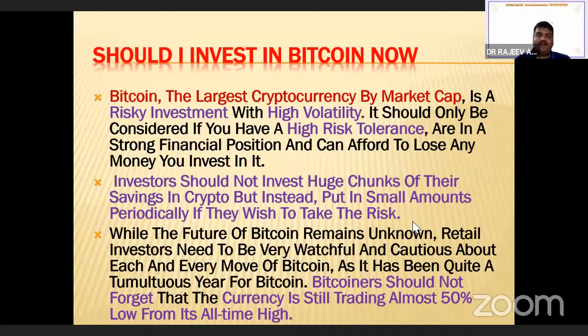Now, should I invest in Bitcoins? Yes. It is the largest cryptocurrency by market cap, but it's a risky investment, highly volatile and high risk. If you have a high risk tolerance and you are not afraid of losing your money, then you can surely think of investing. But you should have a strong financial position and be able to afford to lose whatever you're investing, because you never know when the government will change the rules and it could become zero. Investors should not invest huge chunks of their money in cryptocurrencies. Instead, put in small amounts periodically if they wish to take the risk. It's like a SIP.